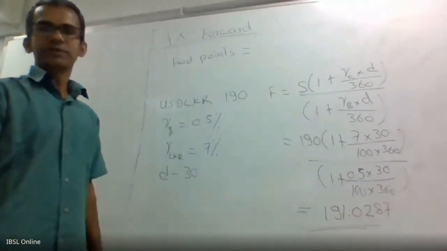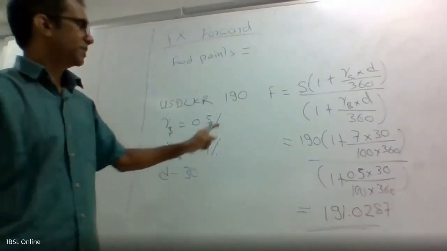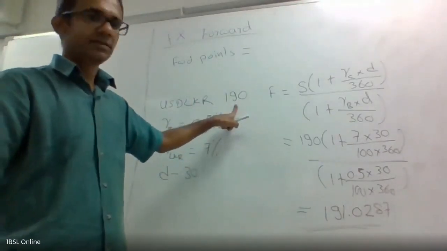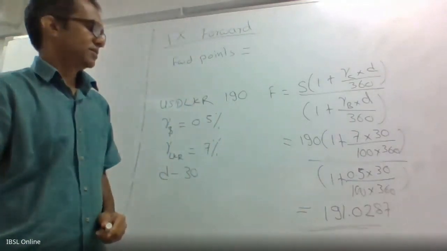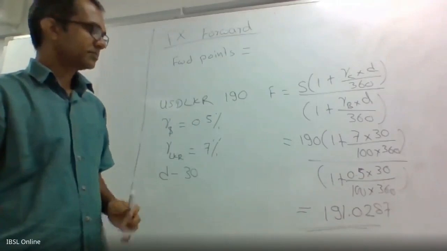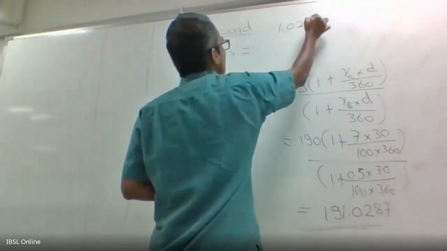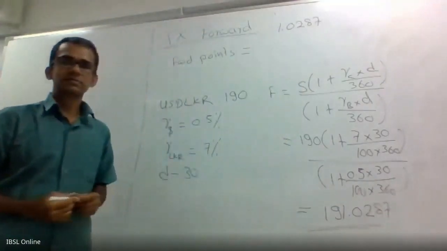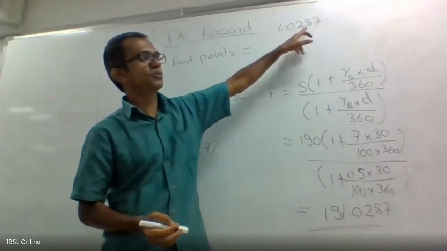What is the forward point? Forward points, that's the difference between 190 and 191.0287. So in decimal, it's 1.0287. Forward points in decimals is 1.0287.